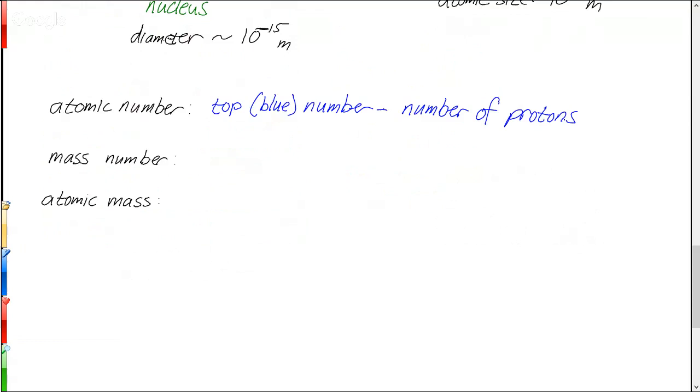The other things can change. So there can be carbon with different numbers of neutrons. We'll talk about that. There can be carbon with different numbers of electrons. We'll talk about that. But if it has different numbers of protons, it's no longer carbon.